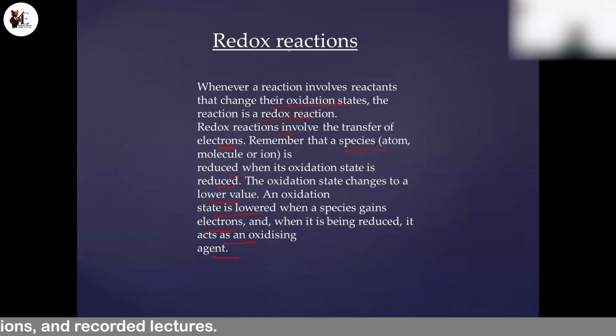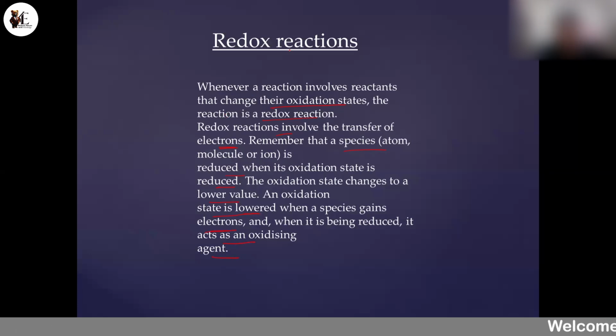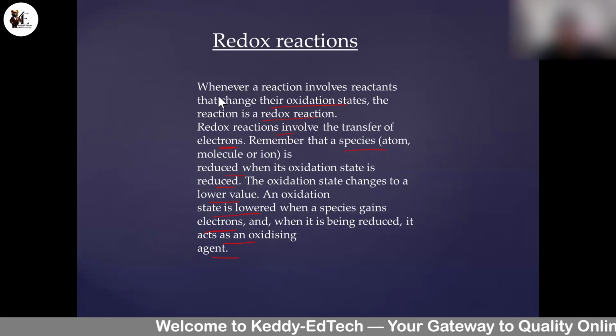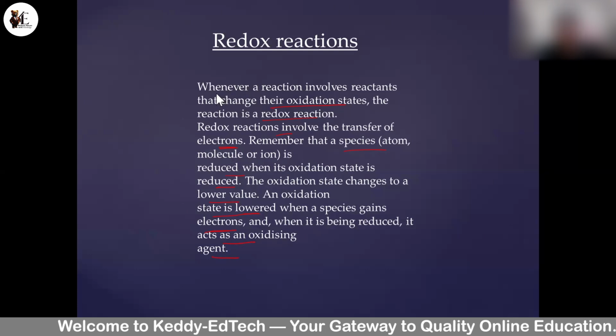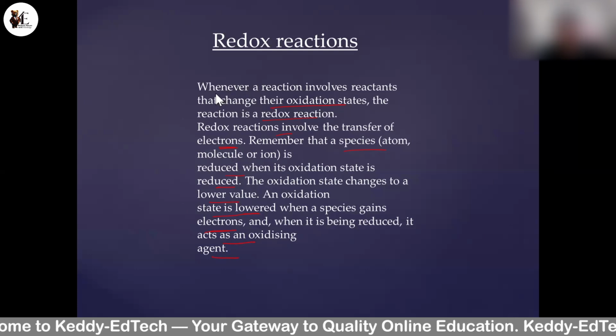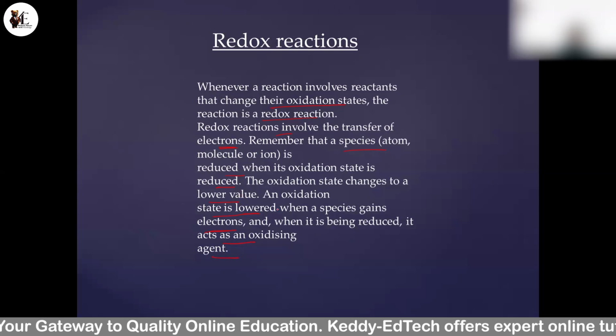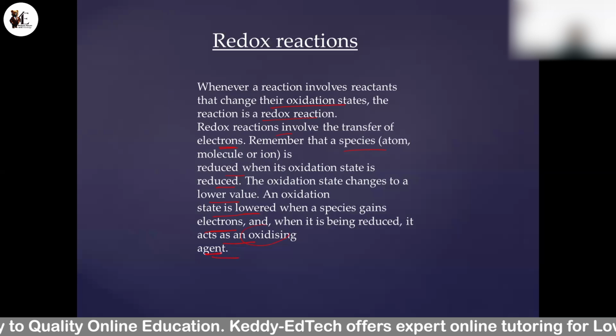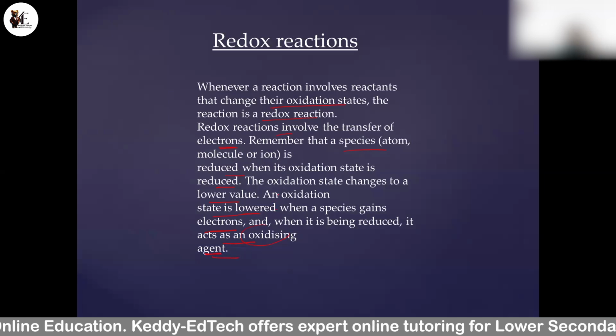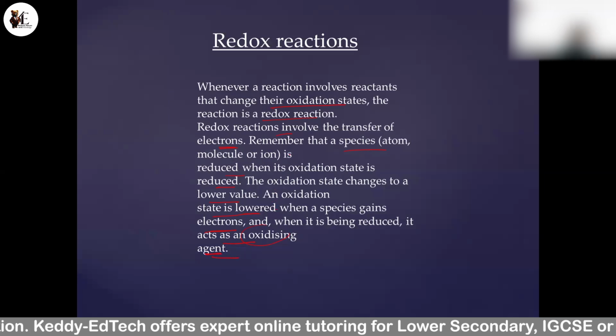Do you know the difference between an oxidizing agent and a reducing agent? Yes, ma'am. Tell me. An oxidizing agent is the one that reduces another substance. No, it oxidizes another substance and is itself being reduced. And a reducing agent is a substance that reduces another substance and is itself being oxidized. Yes, correct. So as the name suggests, the oxidizing agent is the substance which is reduced, and the reducing agent is the substance which is oxidized. Write it down.